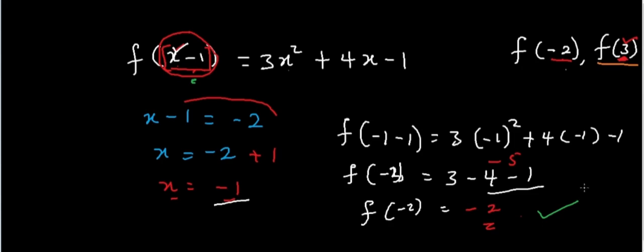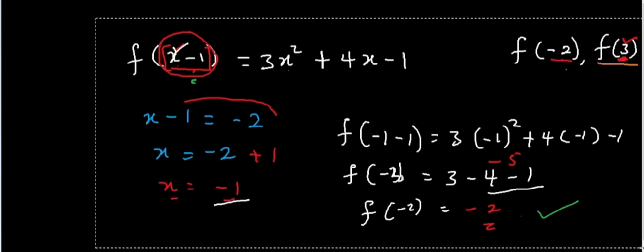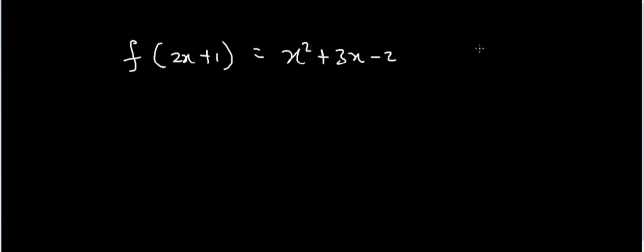Alright, this is very clear and simple. Okay, one more example on this type of expression. One more example so we can really get the context of this work. Suppose you have f of 2x plus 1 equals x squared plus 3x minus 2, and you are required to get f of x.